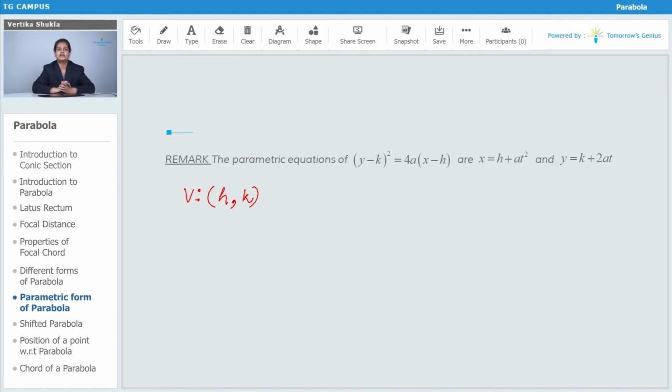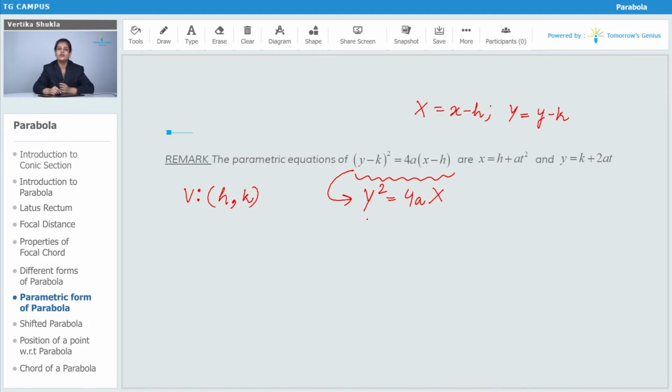Now see the parametric equations of (y minus k) whole square is equal to 4a(x minus h). They are given by x is equal to h plus at square and y is equal to k plus 2at. And why have we received these equations? See, if this is the equation of the parabola that is given to you, then if you look closely, this resembles capital Y square is equal to 4a capital X. So what I am doing, I am taking capital X as x minus h and capital Y as y minus k. If I make these two transformations, I can replace this equation by y square is equal to 4ax.